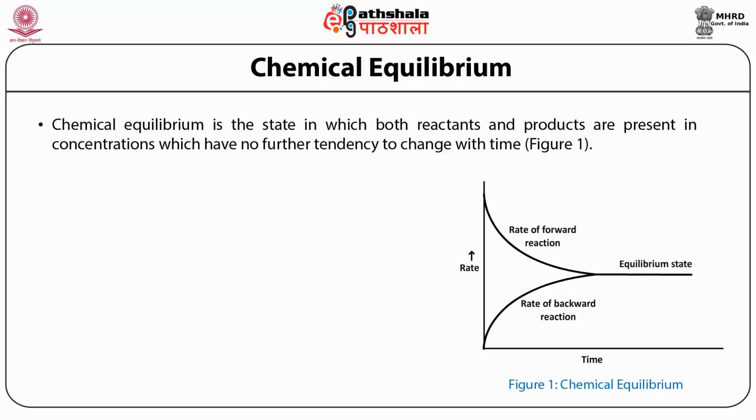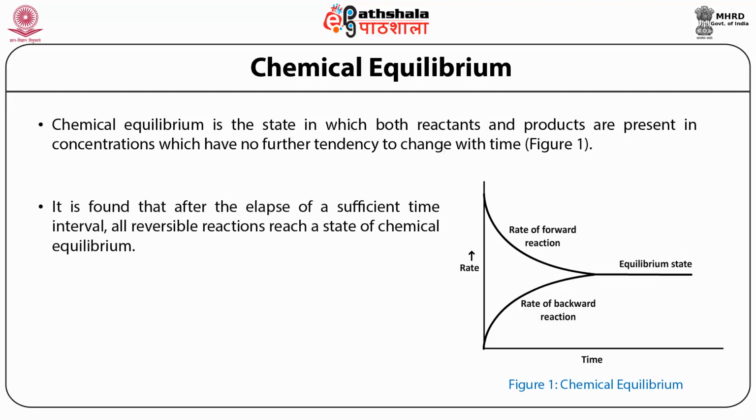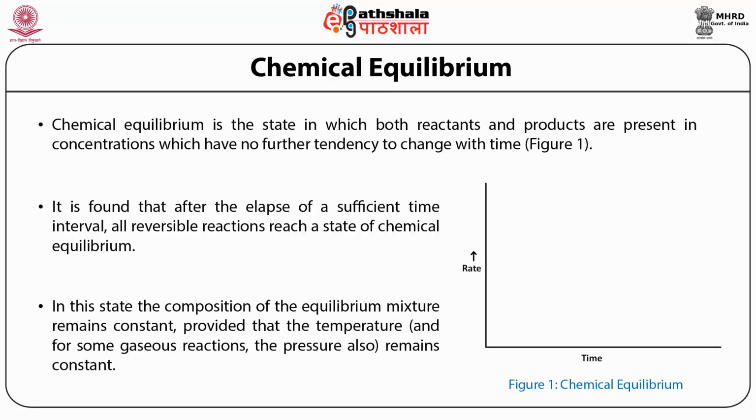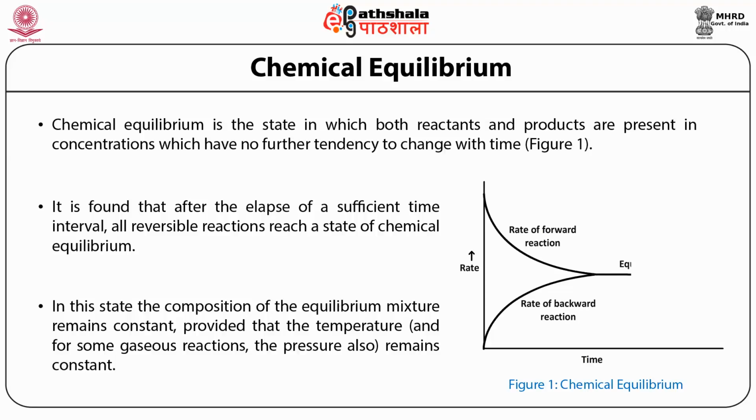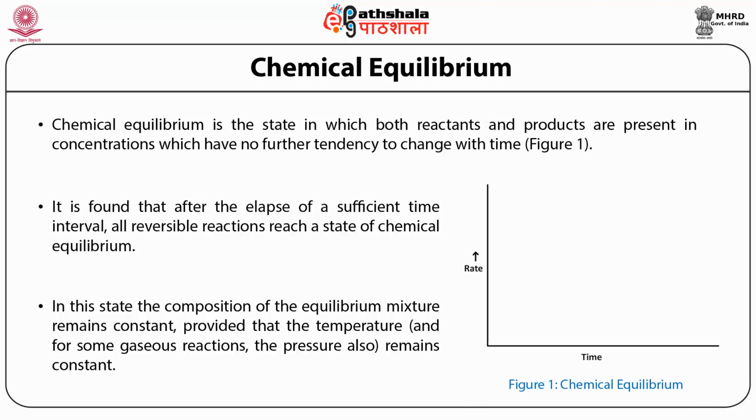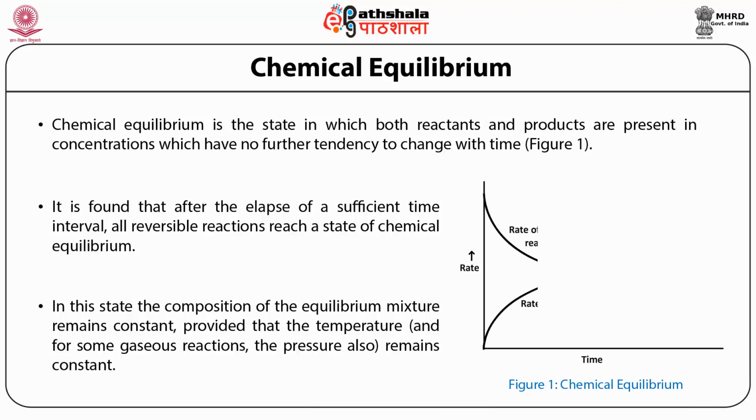and at this point the reaction is at equilibrium state. It is found that after the elapse of a sufficient time interval, all reversible reactions reach a state of chemical equilibrium. In this state, the composition of the equilibrium mixture remains constant, provided that the temperature also remains constant. In the equilibrium state, the two opposing reactions are taking place at the same rate, so that the system is in a state of dynamic equilibrium.